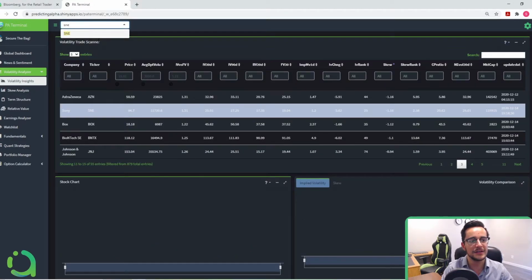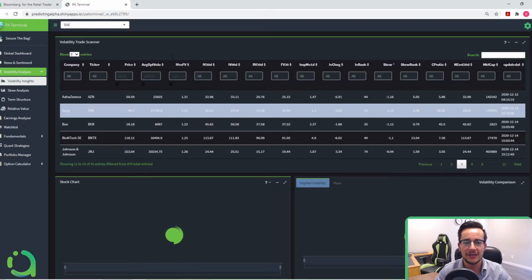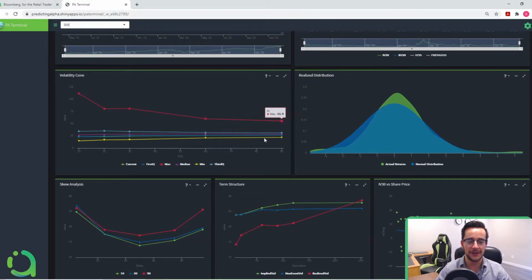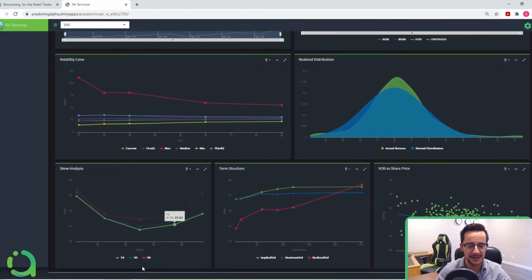So I'm going to type in Sony's ticker at the top here, and it's going to populate the data for me. What I can see off the bat is that the implied volatility 30-day is significantly higher than what I'm forecasting volatility to be for the same period, meaning that I think the options are expensive. Now, the second factor I look for is skew. So if I scroll down and look at the skew analysis, let's just look at, let's say, the 10-day options, I can see that there is huge call skew.